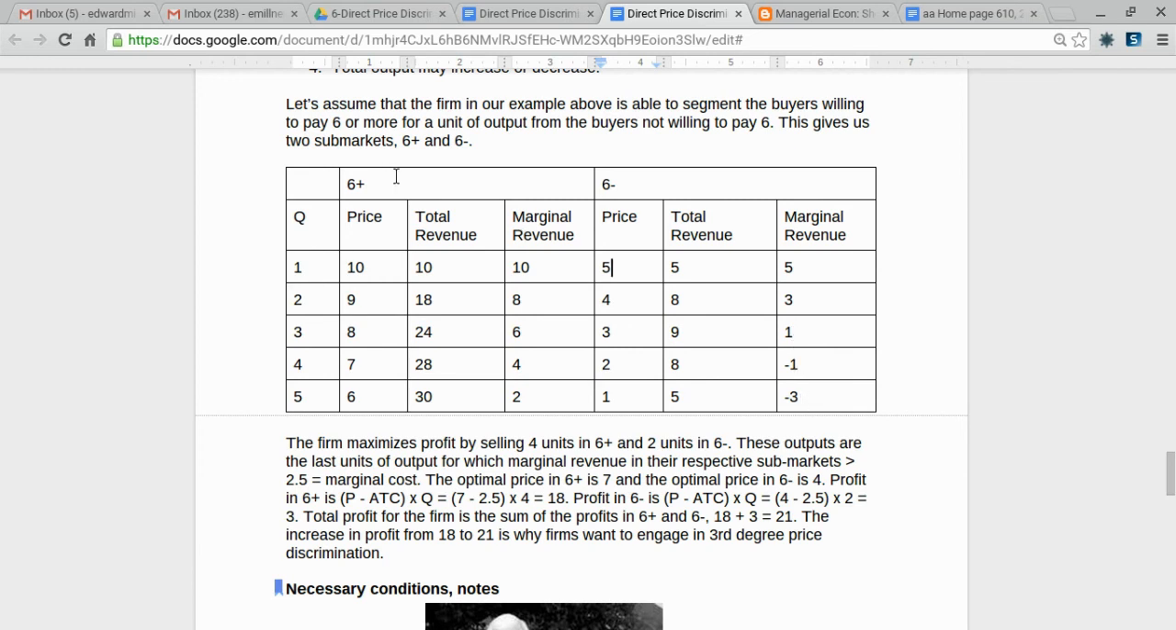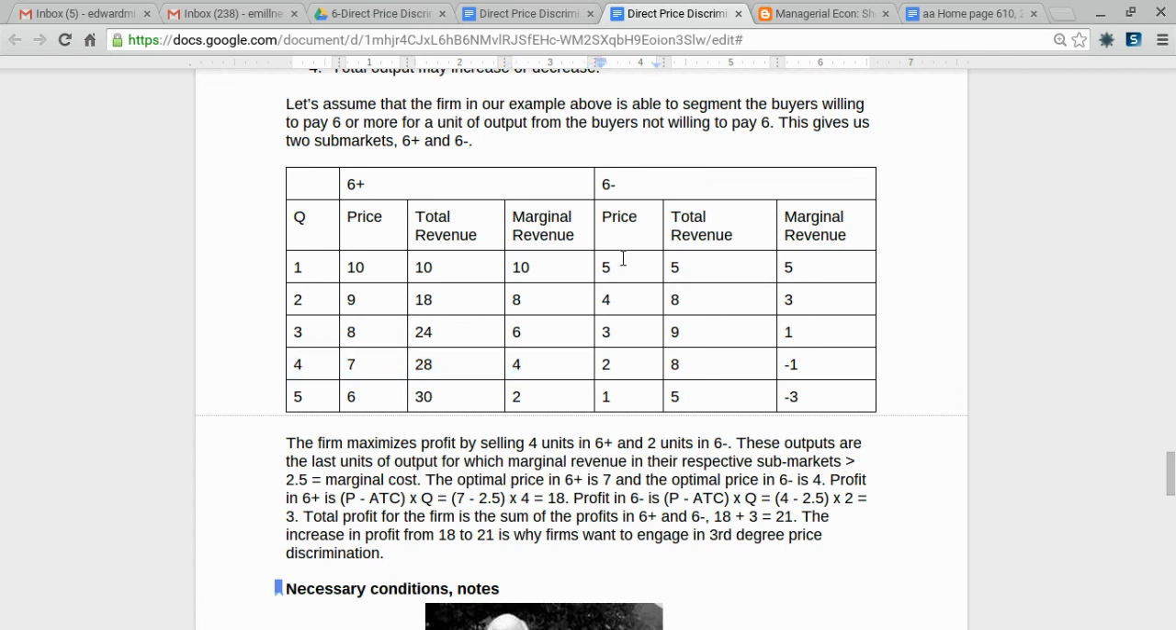So what quantity maximizes profit in 6 plus? It's the last unit where marginal revenue is above 2.5. So in submarket 6 plus, I want to sell 6 units, charge a price of 7, and we can do the math. We can figure out that we're going to make a profit of 18 in that submarket. There it is. We can make a profit of 18 in submarket 6 plus.